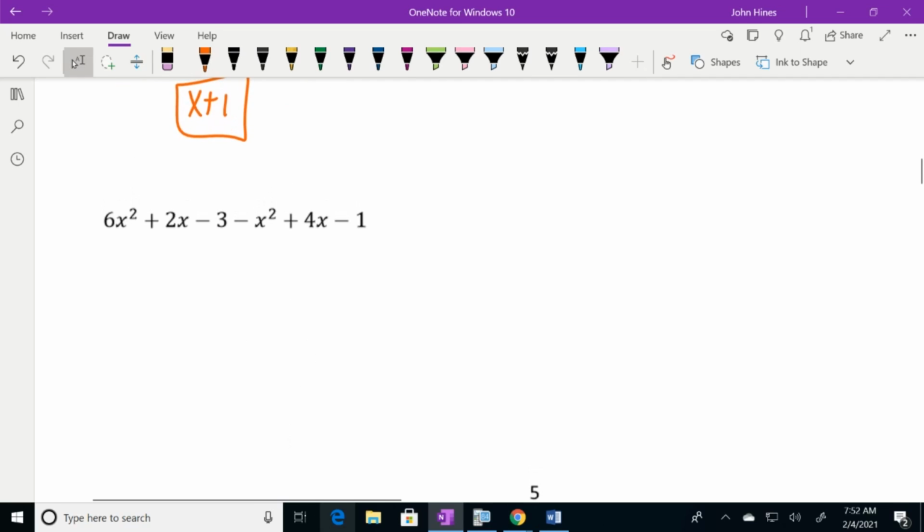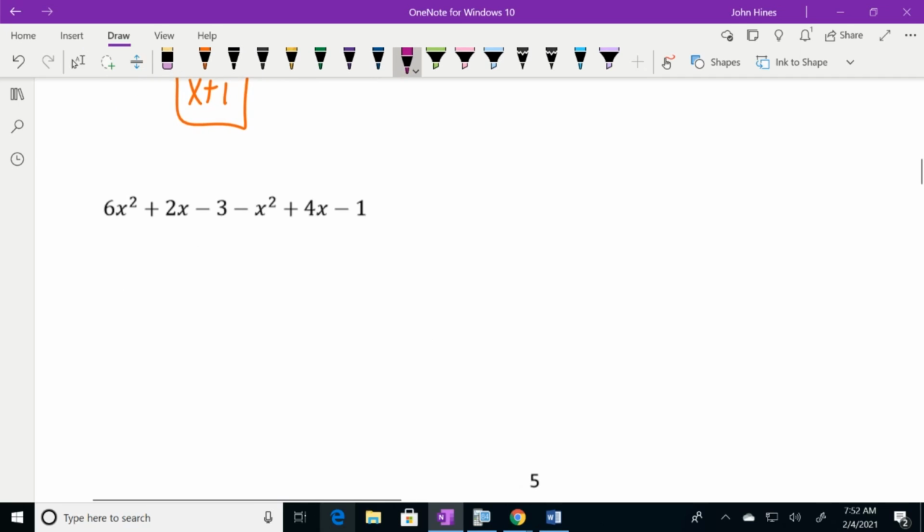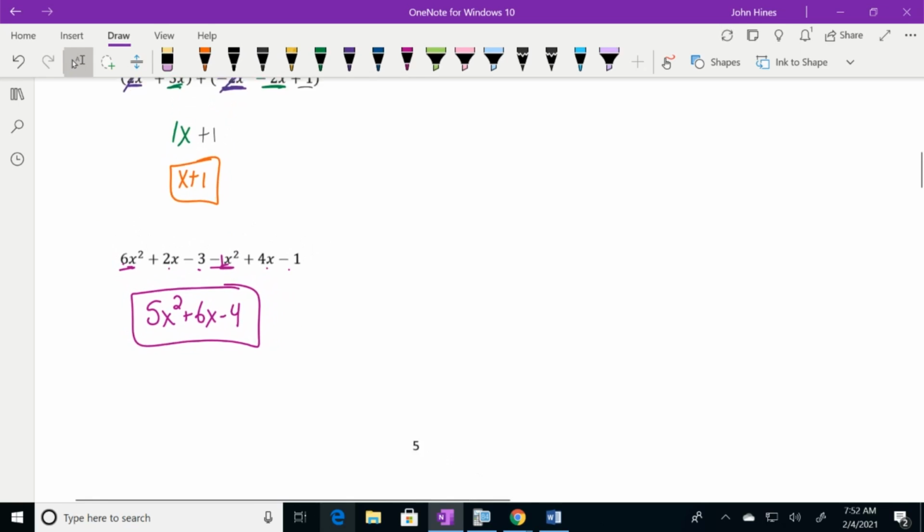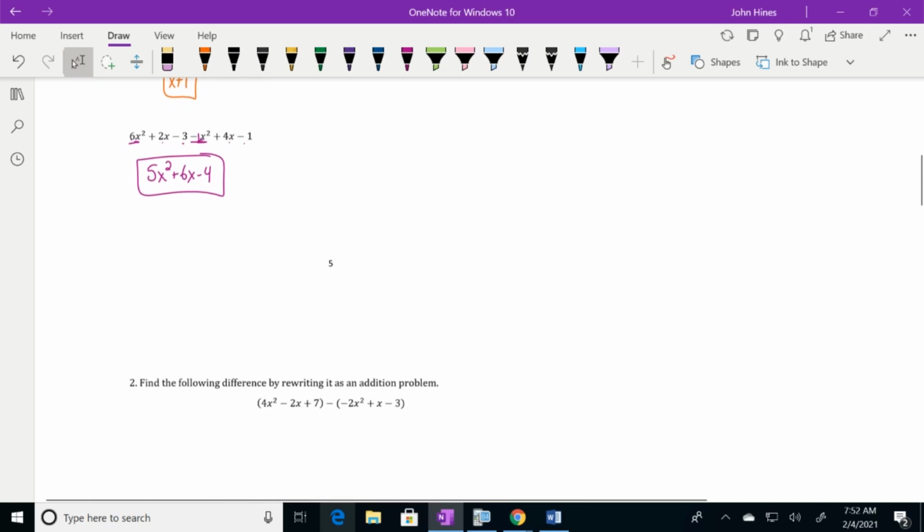I think one more here. So notice this one doesn't have any parentheses, but when we add, parentheses are basically useless. So let's just read through here and find my like terms. Remember, the sign goes with it. 6 minus 1 is 5x squared plus 6x minus 4. There's my trinomial written in standard form that represents that sum. So again, we're combining like terms when we add them.